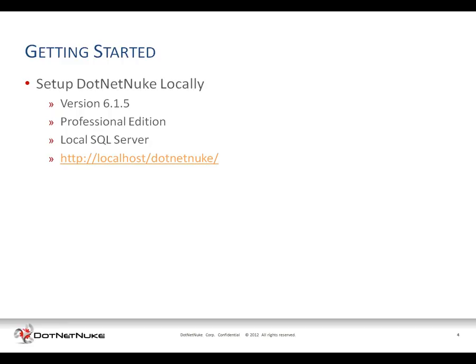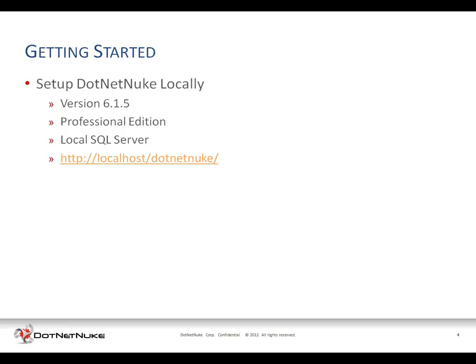So currently I have a .NETNuke website set up and running locally. It's running on the URL localhost/.NETNuke. So that means it's running on my local web server. It's accessible to me on my local machine. It's currently running .NETNuke Professional Edition version 6.1.5. So 6.1.5 is currently the latest release of .NETNuke, and the Professional Edition is our Professional Edition. We also have an Enterprise Edition and the Community Edition of .NETNuke.